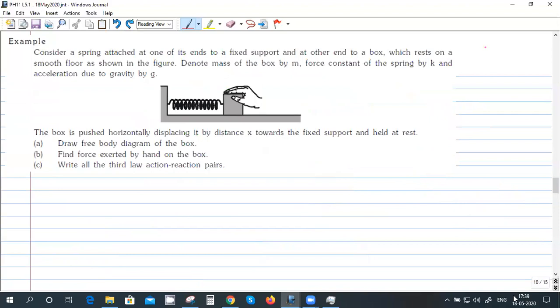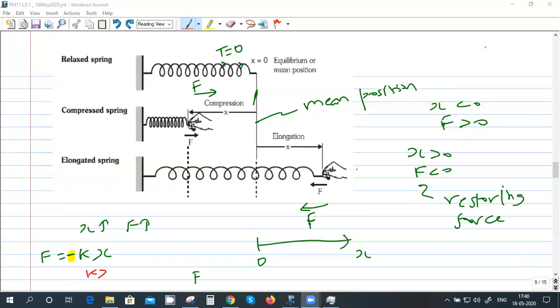Right. Okay. Now do this example. Again, you have to draw the free body diagram. So can you go back to the previous slide once? So we can take X as the mean position. K is a constant. It can just be any constant. K is a constant, depends on the spring.